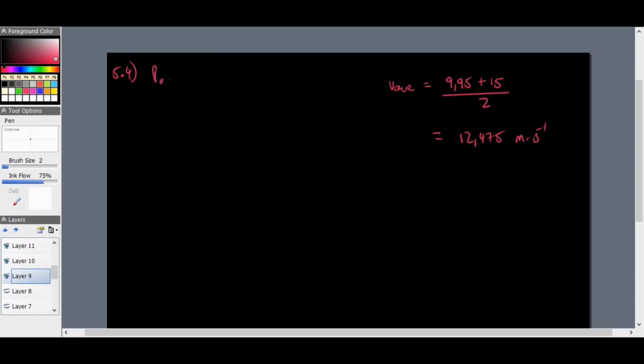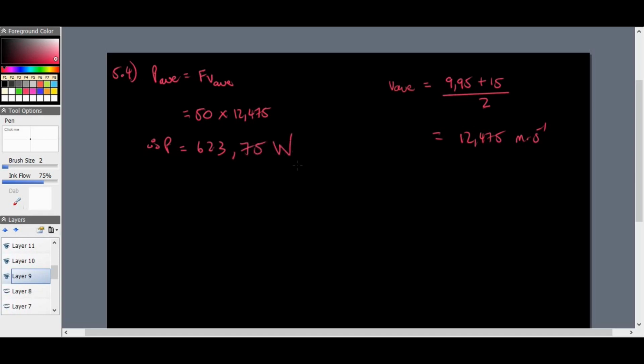So PAV is equal to the force times, sorry, that must be force times VAV. And obviously the force is the frictional force, so that's 50 multiplied by 12,475, and therefore the average power that's dissipated between that section PQ is going to be about 623.75 watts.